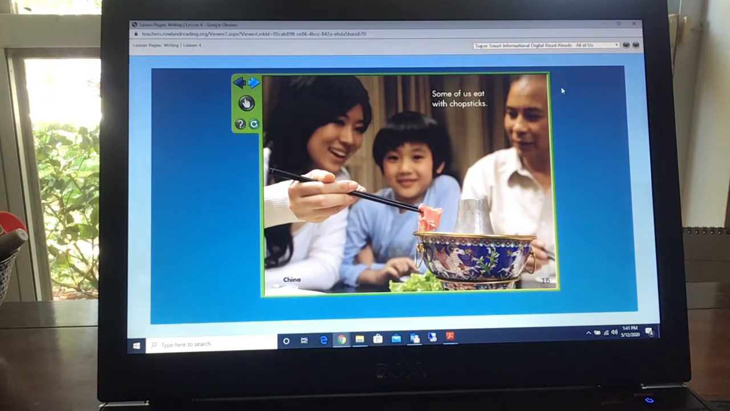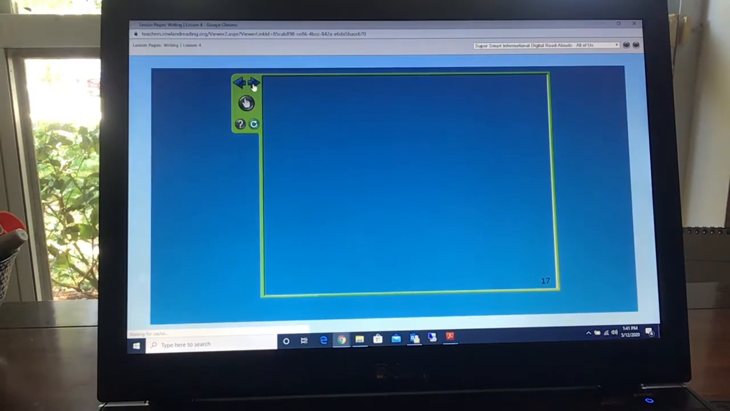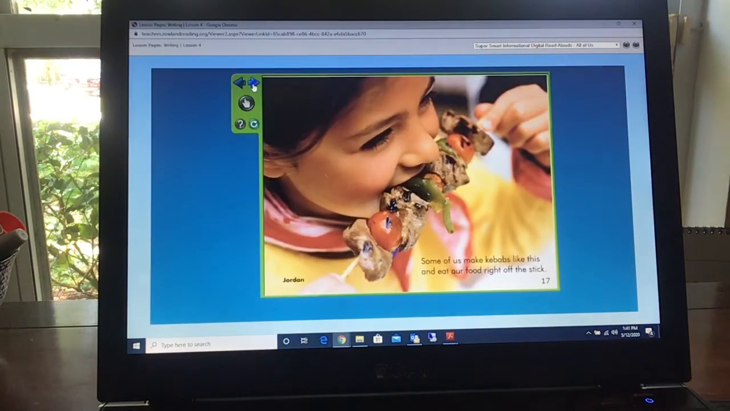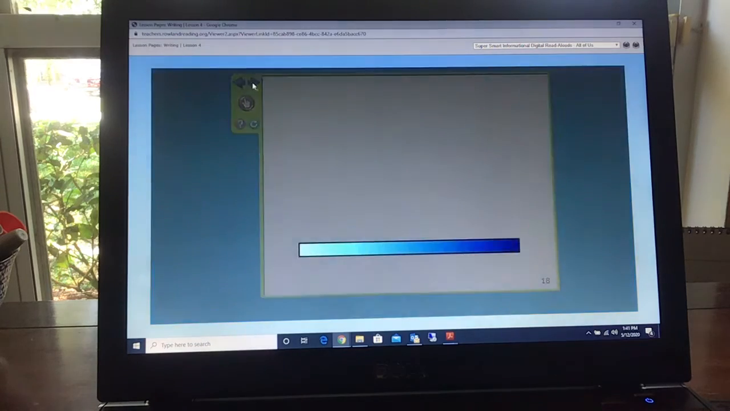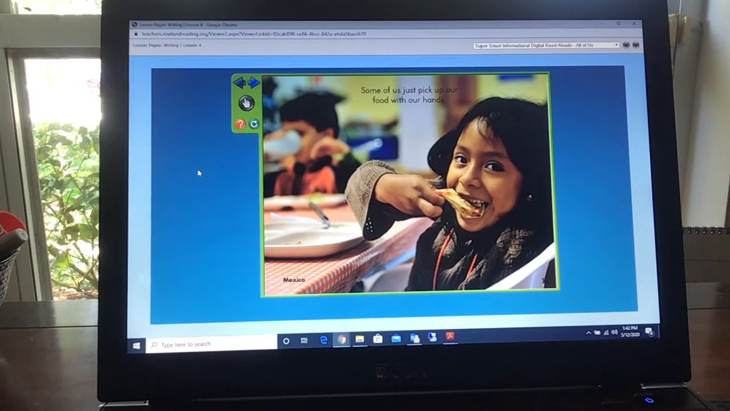And what is she doing with the chopsticks? She's picking up her food to eat. Very good. Some of us make kebabs like this and eat our food right off the stick. Touch your nose if you've ever had a kebab before. I love shish kebabs on the grill. Some of us just pick up our food with our hands.